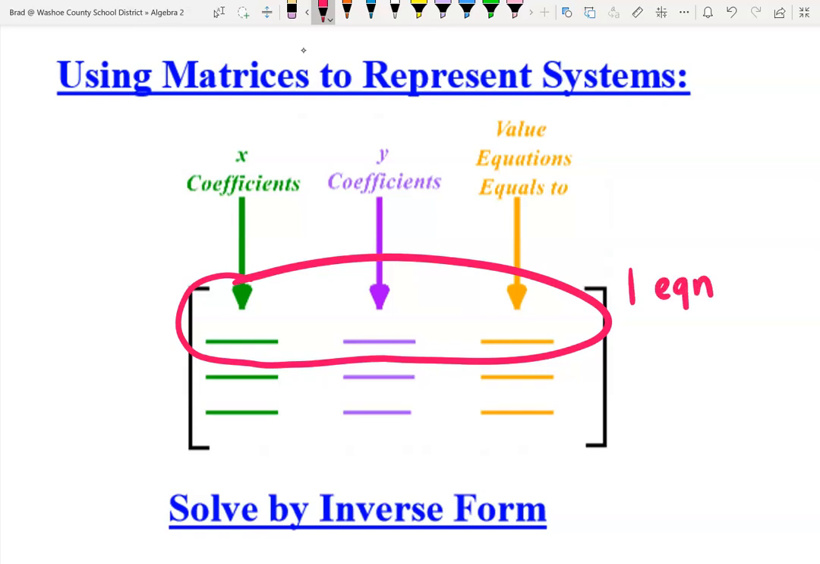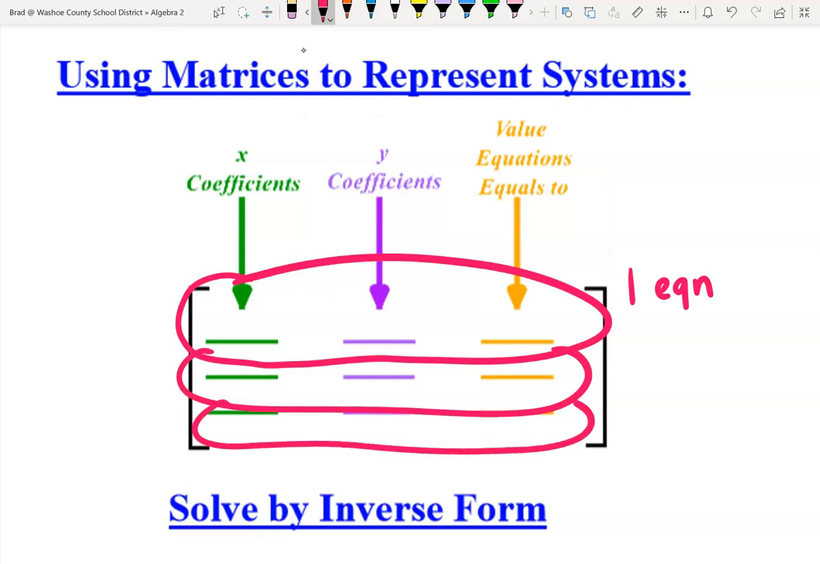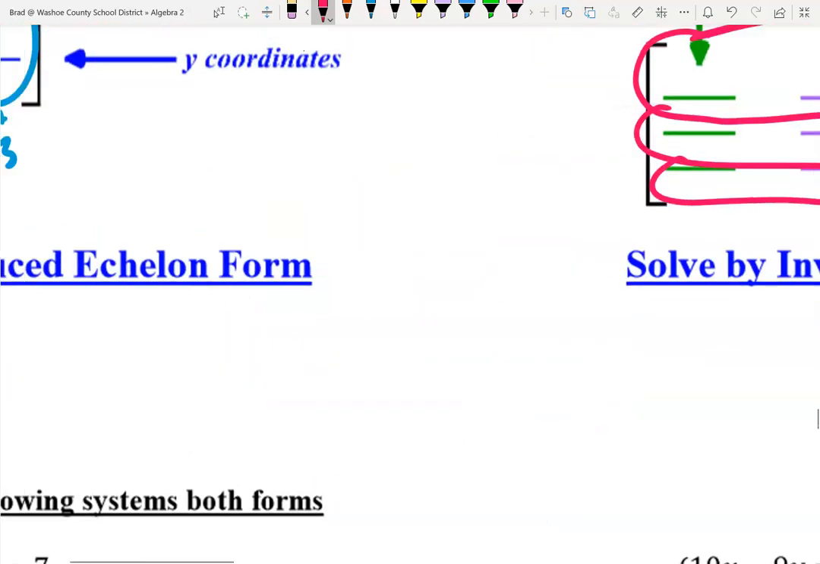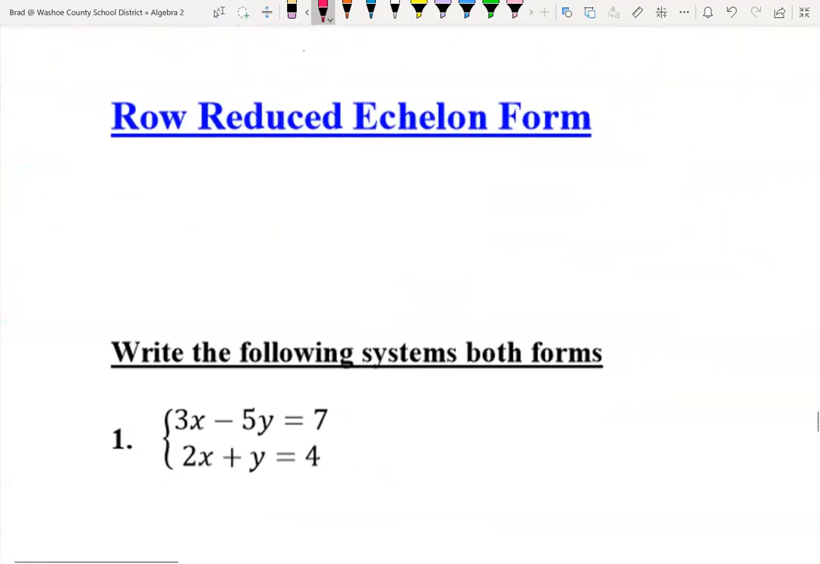I'm just going to go EQN. And then this will be another equation, and then the third equation down there. So it's a little bit different. The way we put them in the matrix into our calculator is going to make all the difference. So make sure, ladies and gents, you have your calculators ready. If not, hit pause, get them out, and then come back.